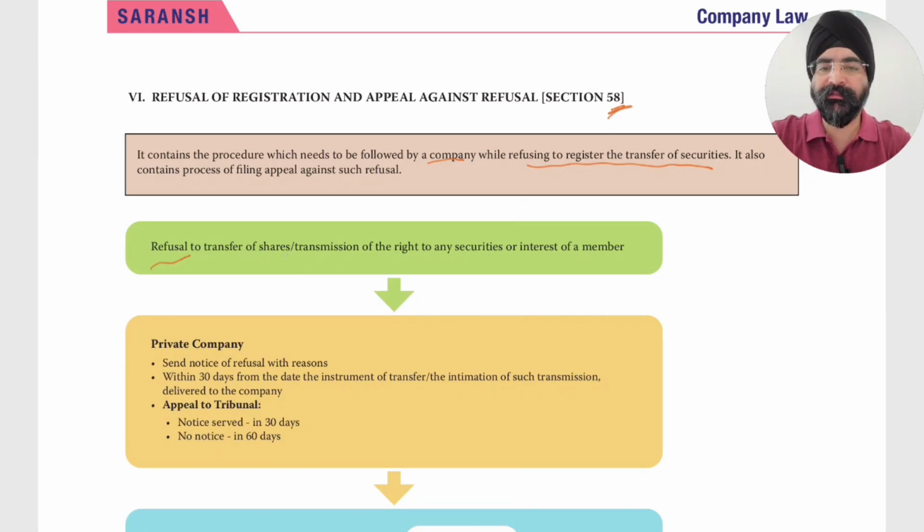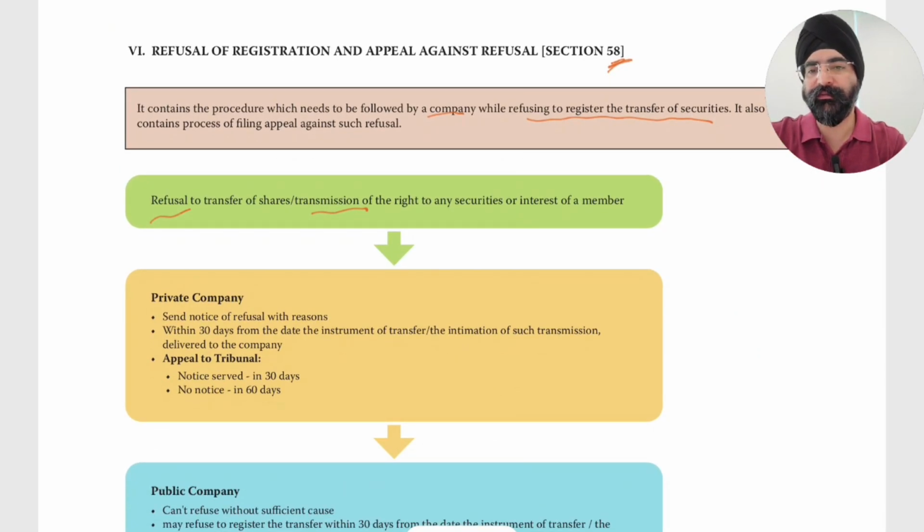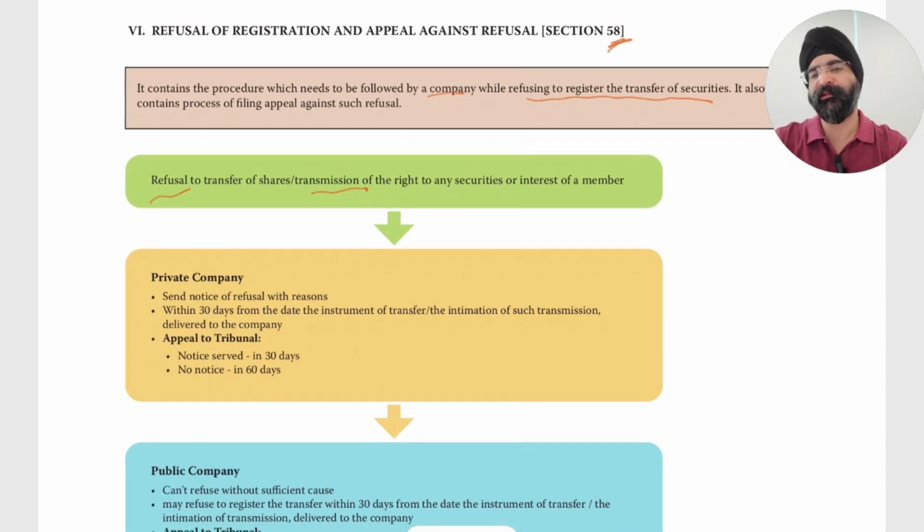Refusal to transfer of shares or transmission of the right to any security or interest of a member. Now what is being refused? Either the transfer of shares is being refused. Number two, either transmission of a right to any securities or interest of a member is refused. Okay. So in this case, transmission happens in case of death of a shareholder.